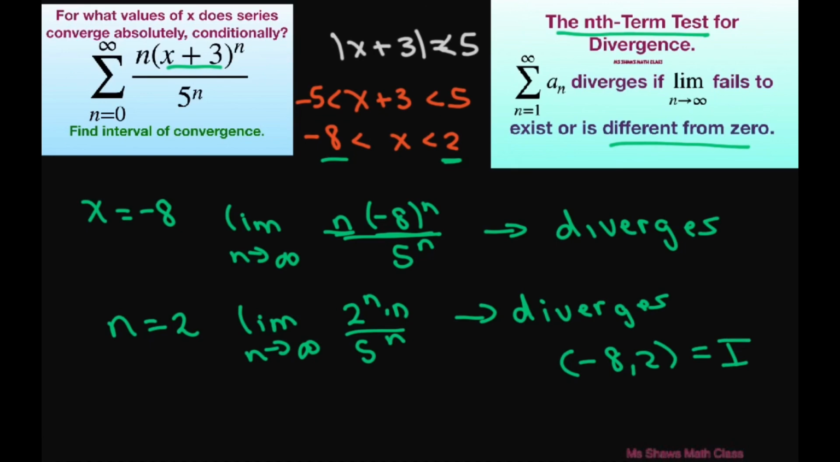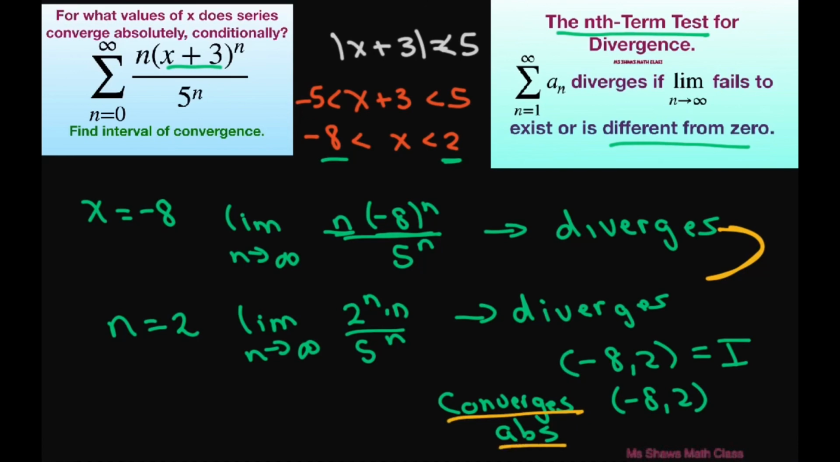And our series converges absolutely on negative 8 to 2. Now, if these were convergent, it would converge absolutely on the closed interval negative 8 to 2. I just want to show you the difference. But because the endpoints can't converge, we have to do open intervals here.